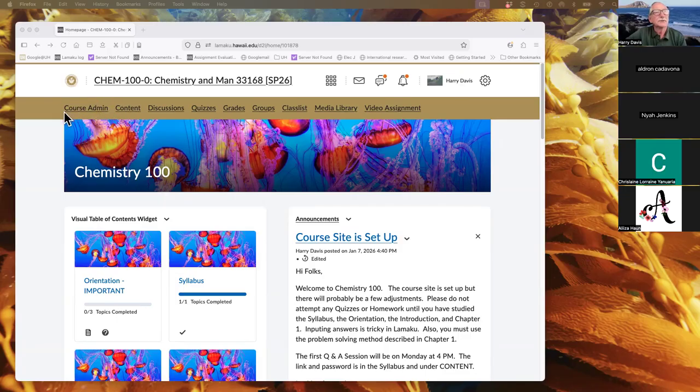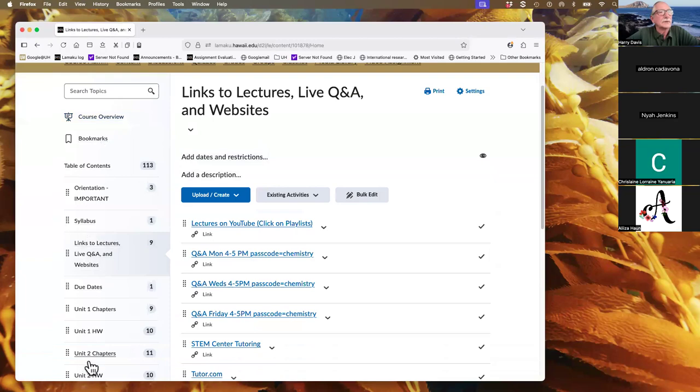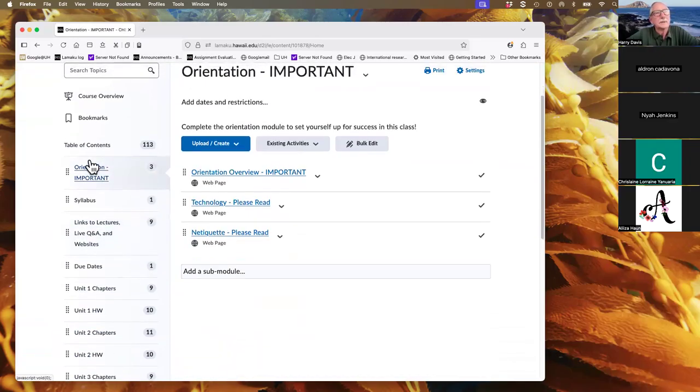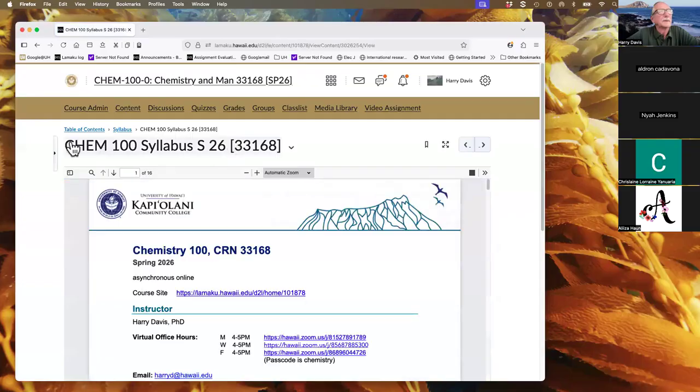So course administration, I'm sure you don't see. Content you see. Content has all this stuff over here. So here's the table of contents, and this is what the content is. For example, here's the orientation, which is very important for you to read. We'll come back to that. Here's the syllabus, and these are PDFs. So you just click on them and they should open up, right?